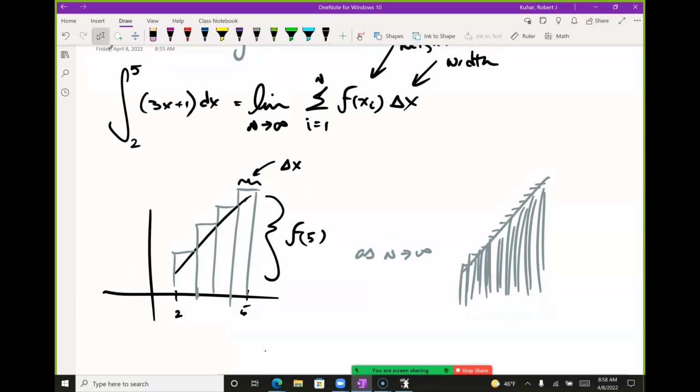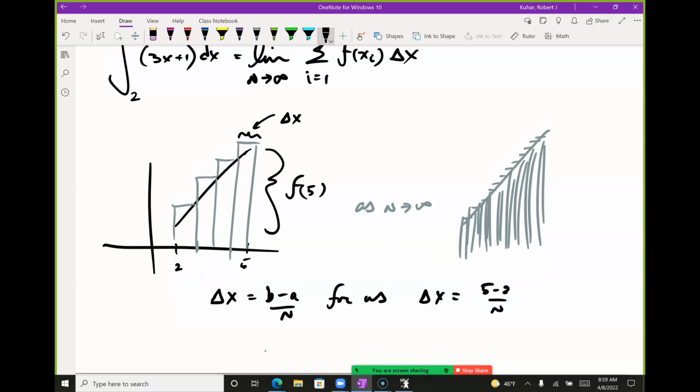So I'm going to give you this formula, but of course you can put it on your formula sheet. Delta x is always going to be b minus a over n. For us, delta x equals 5 minus 2 over n. So I'm going to take that base and cut it into equal pieces, and that's my delta x. So for us, 3 over n.